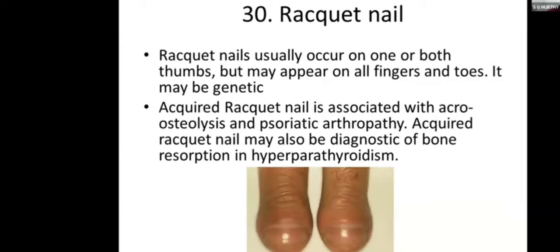Racket nail, this looks like a racket. That is why it's called racket nails. It usually happens when the bone below it is disturbed and acquires this shape, because of some osteolysis or psoriatic arthropathy or something. When the distal bone's shape is changed, the nail's shape also becomes like a racket.